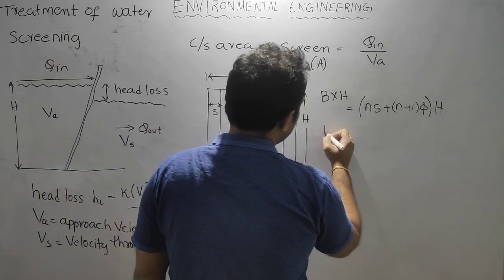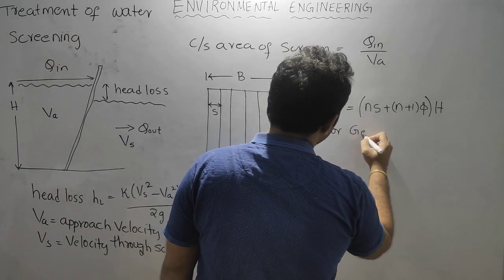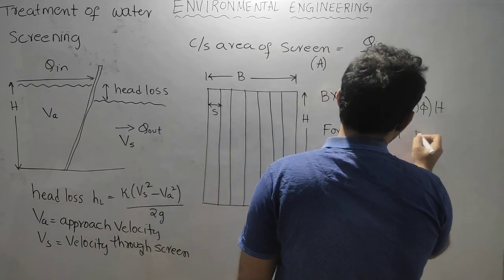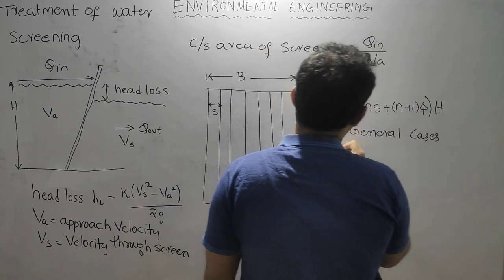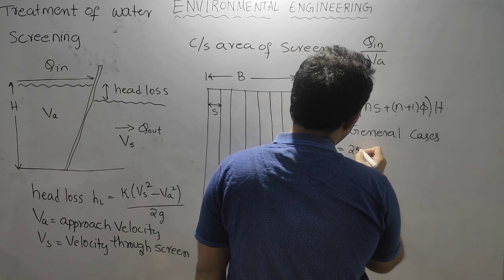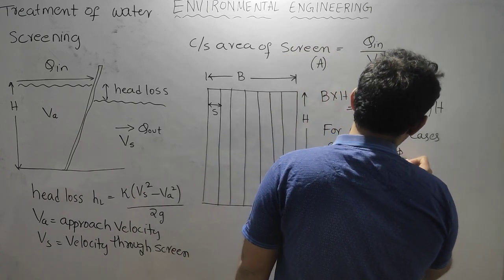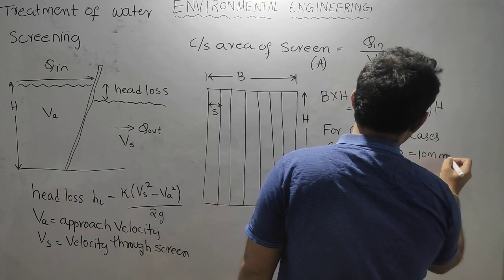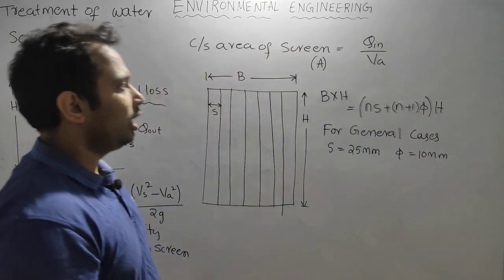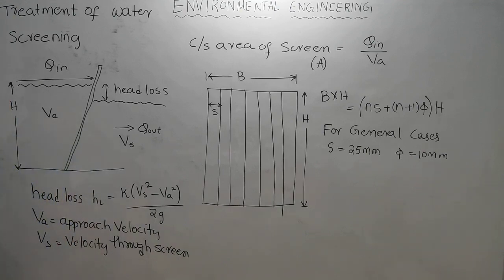Generally, for general cases, spacing we keep as 25 mm and phi we keep as 10 mm. We take phi as 10 mm and spacing as 25 mm. So here, how to find the screen velocity, the velocity of water through the screen, Vs?